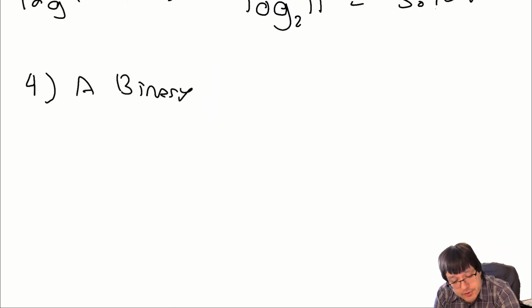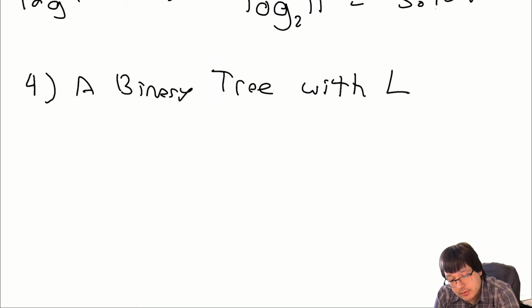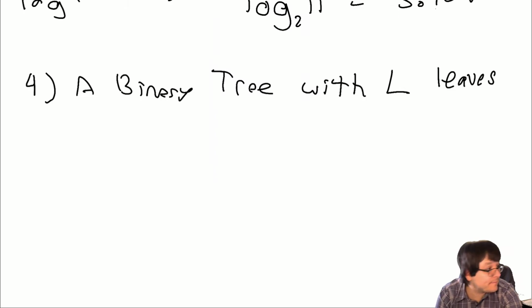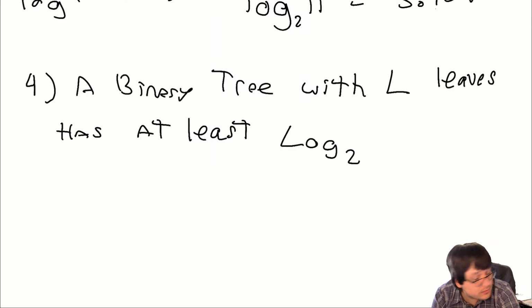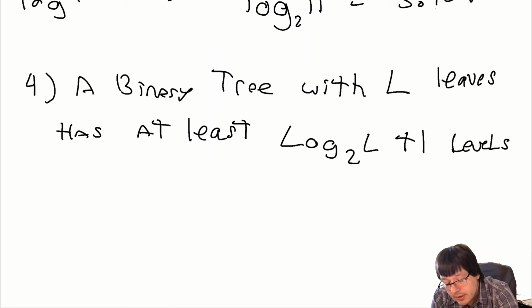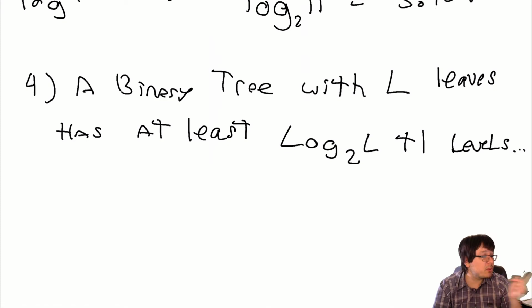A binary tree with L leaves has at least log L plus 1 levels. You know what I think it is? Because I do remember Geeks for Geeks having the ceiling and floor function. I think something happened with their code because I see question marks. Those probably mean that those characters are not being printed out correctly. That's probably why.